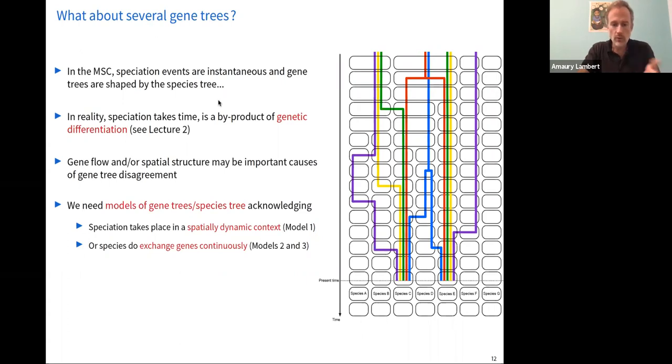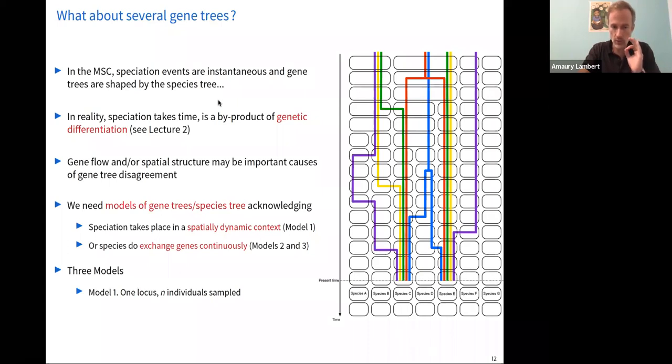So the assumptions that I will make in the three models are different, but also the objects that I will treat are different. Let me be clear from the start that for model 1, I will just look at one locus. So I will only be interested in one genealogy when you sample n individuals in a spatially dynamic context. For example, on the cartoon on the right, for n equals 2, you look at the blue gene.